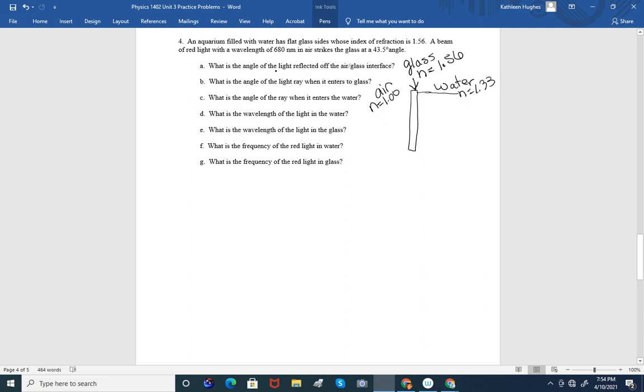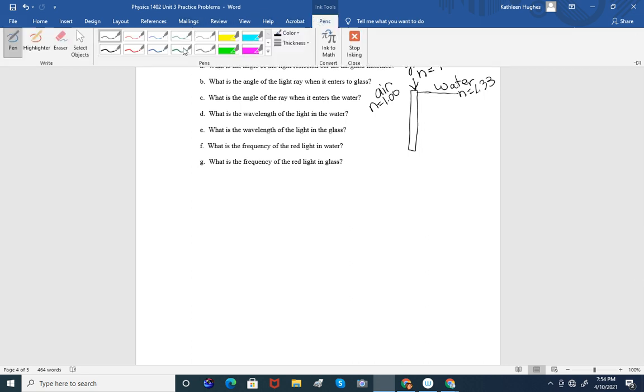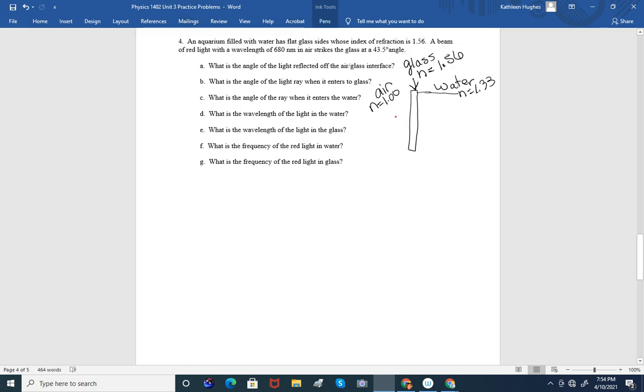We have a beam of red light that strikes at an angle of 43.5 with the normal. So our normal would be like this. We measure angles from the normal. That's 43.5. All right, first question. What is the angle of the light reflected off the air glass interface?